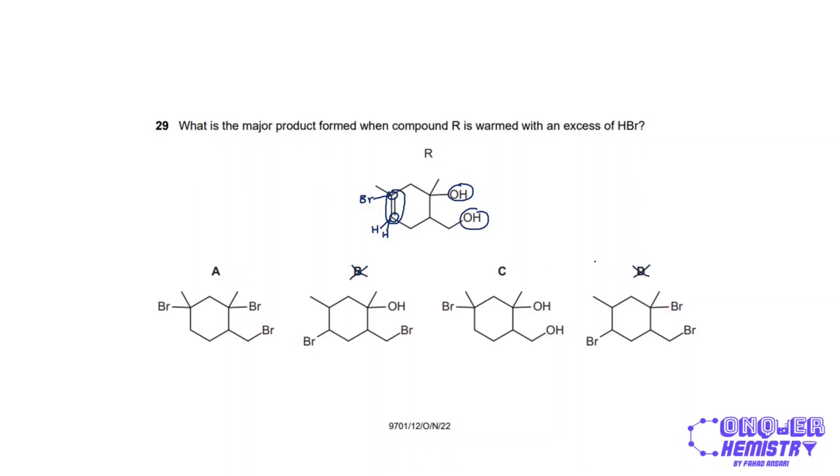Now we're left with options A and C. Now over here, the only difference between them is whether the OH will react with the HBr. All right. Now remember that when we convert alcohols into halogenoalkanes, we can actually use the hydrogen halide to do so. And so the OHs will actually react with the hydrogen bromide, and you will get bromine atoms in their place. So option A is going to be correct here.